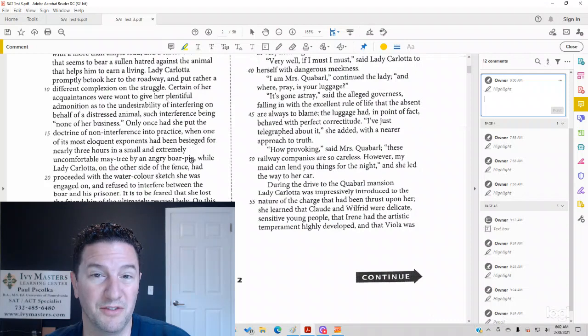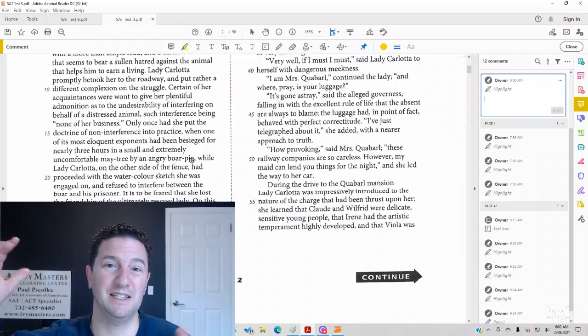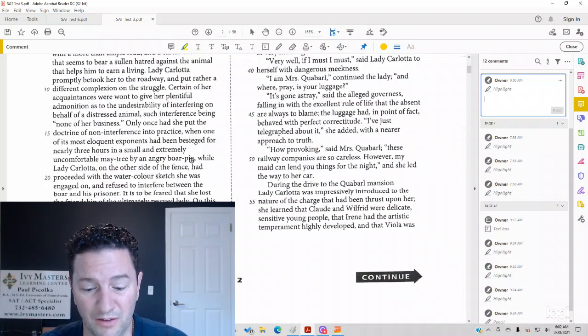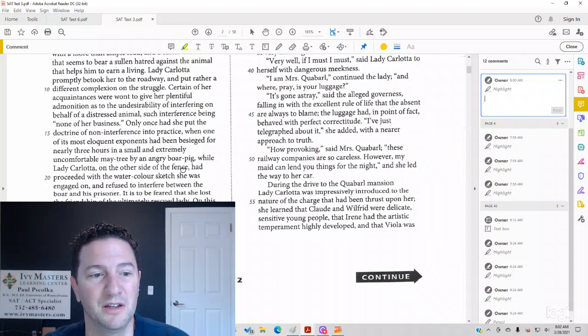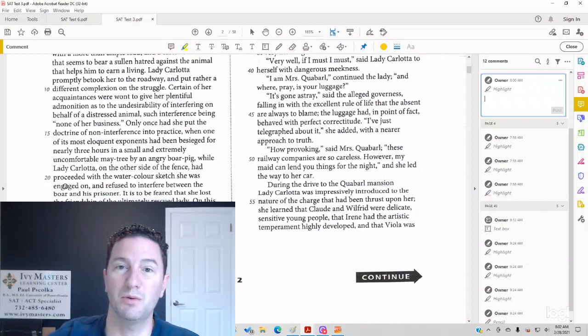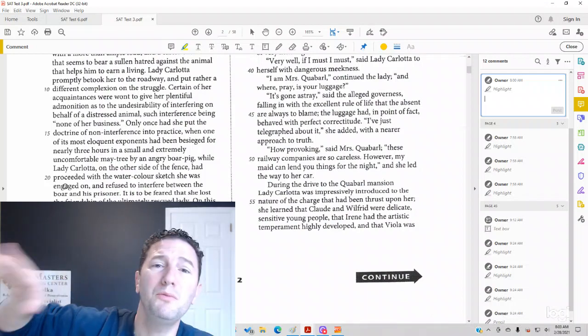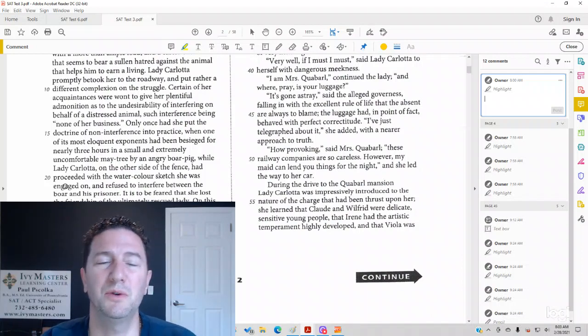If you guys ever saw the side of boar's head ham, it's got that big nasty boar's head with the fangs. Those things are really big and scary. This thing's chasing her up a tree, wants to eat her leg off or something. The woman's probably horrified. Where's Lady Carlotta? She's on the other side of the fence. She's protected. The boar can't get her. What's she doing? She's proceeded with the watercolor sketch she was engaged on. So she's painting, and this woman's probably scared out of her wits, and they're acquaintances, so I'm sure she knows her name. She's like, Lady Carlotta, help me. And she's like, do you like the blue better? She's doing something completely relaxing.